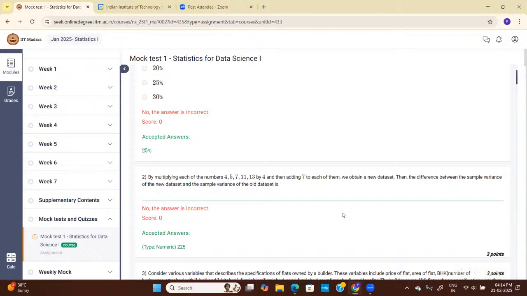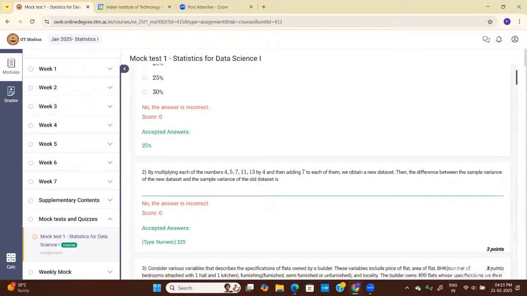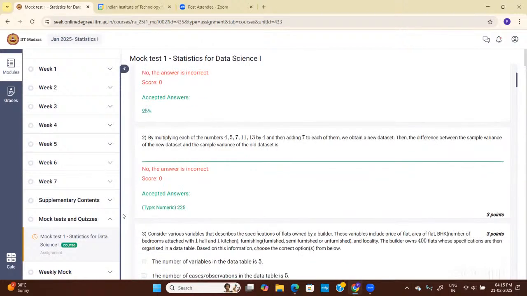I want to ask about the pattern of the entire question paper. You're asking about the pattern of the question paper. Have you seen any PYQ, any previous year question paper? It will be similar to that. Okay, I see.